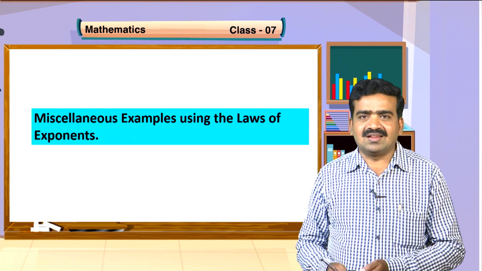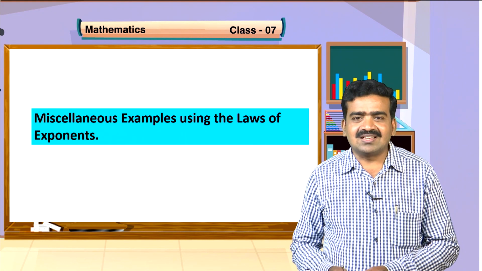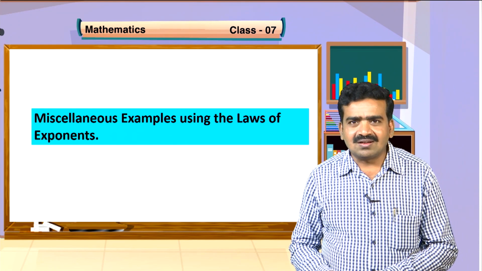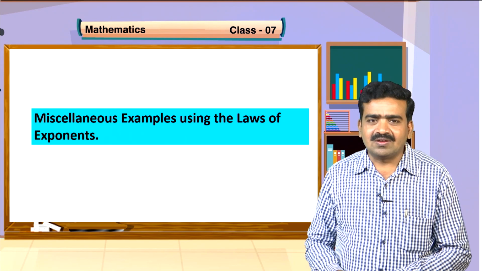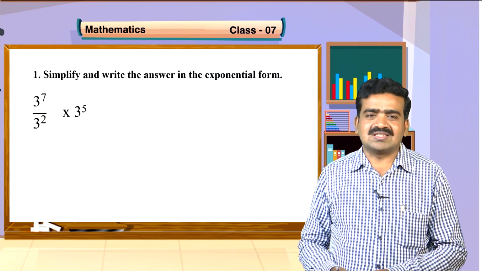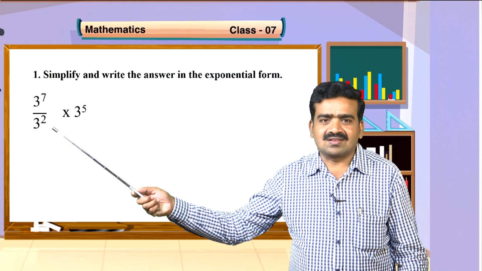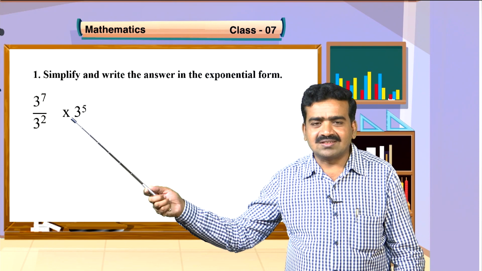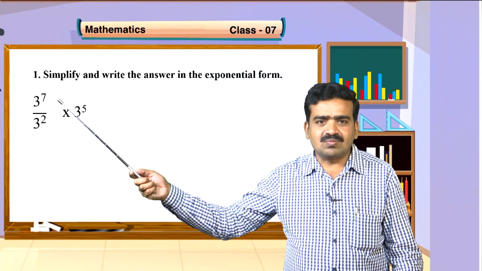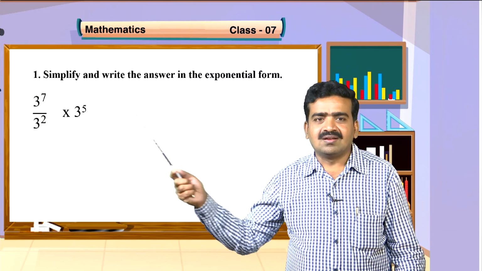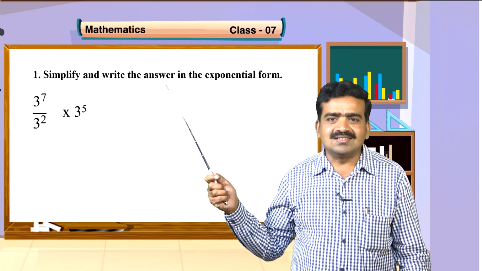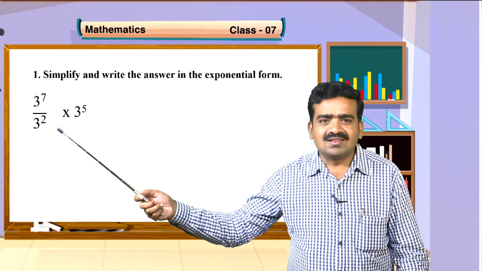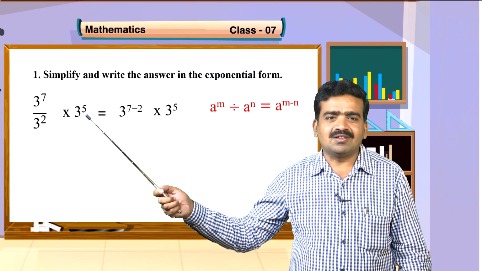Now, let us learn miscellaneous examples using the law of exponent. We are going to use almost all the laws to simplify the following question. Here the questions are like this. See, there is the mixed form. Here there is a divided form and there is a multiplication form. So, we have to simplify using the law of exponent. Simplify and write the answer in exponential form. 3 to the power of 7 divided by 3 squared into 3 to the power of 5.